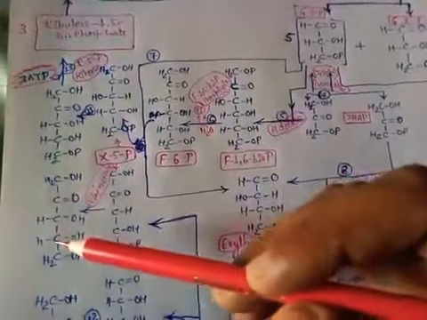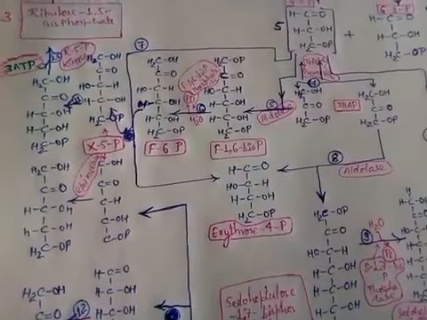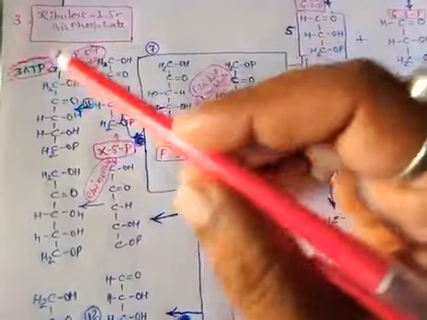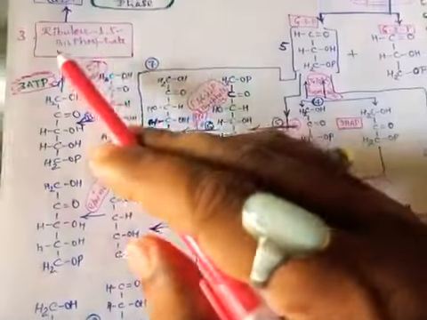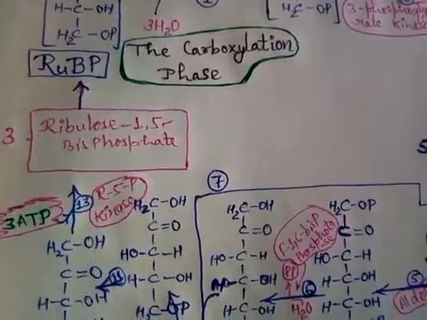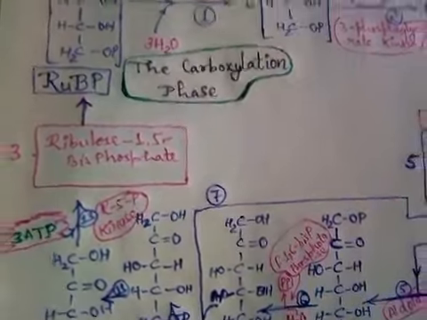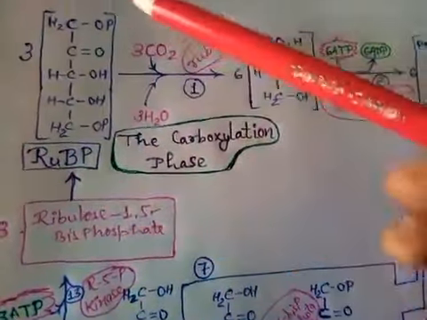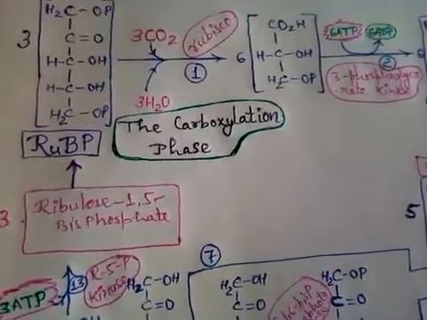From these 3 molecules of ribulose 5-phosphate, at the expenditure of 3 ATP, they are converted into ribulose 1,5-bisphosphate in the presence of enzyme ribulose 5-phosphate kinase. And this RuBP is the acceptor molecule of CO2.